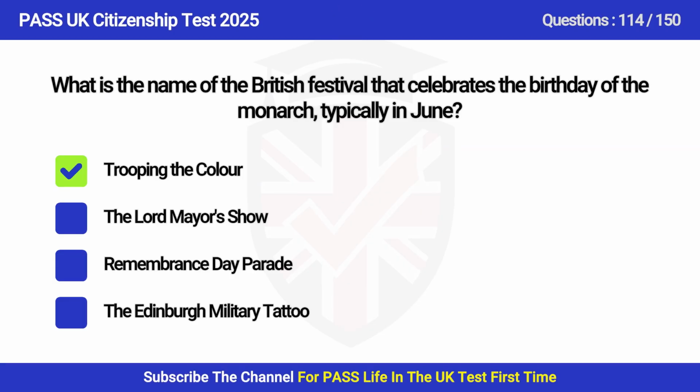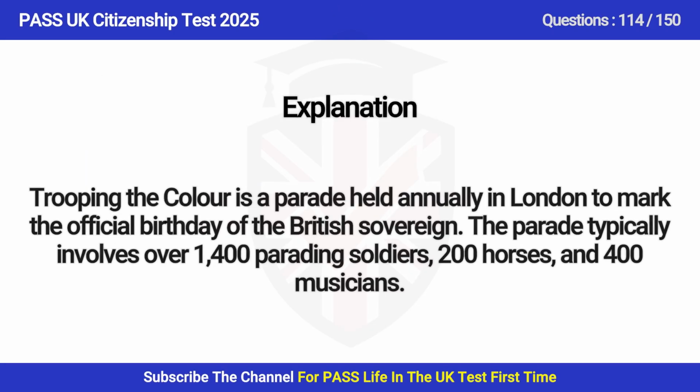The answer is A. Trooping the Colour. Trooping the Colour is a parade held annually in London to mark the official birthday of the British sovereign. The parade typically involves over 400 parading soldiers, 200 horses, and 400 musicians.